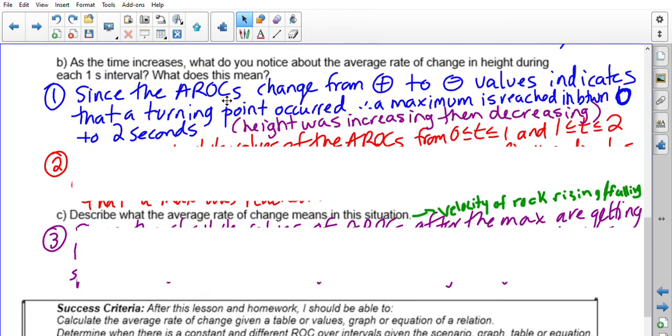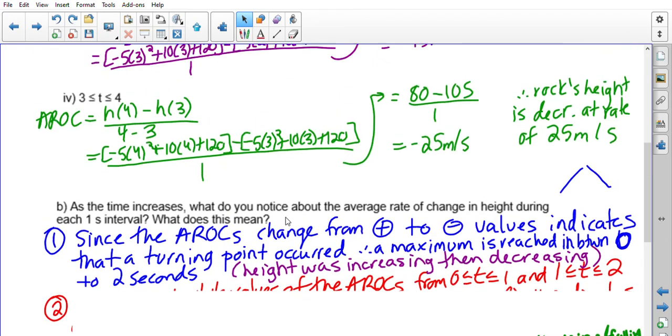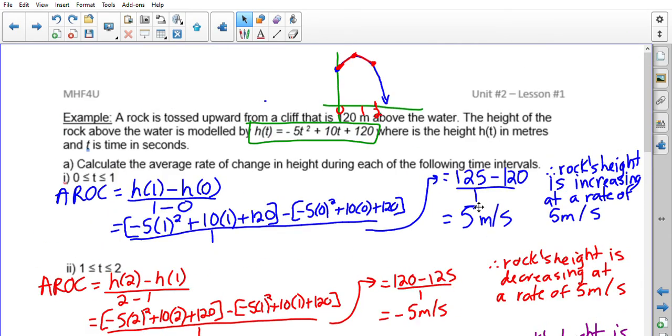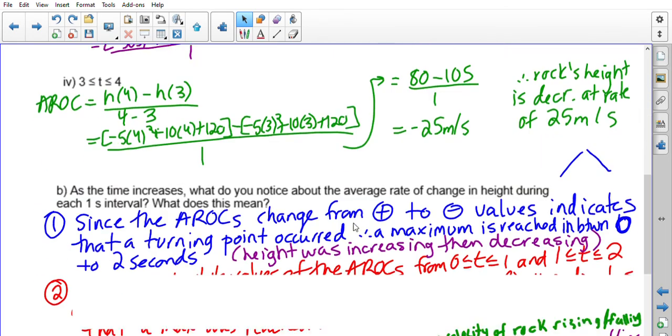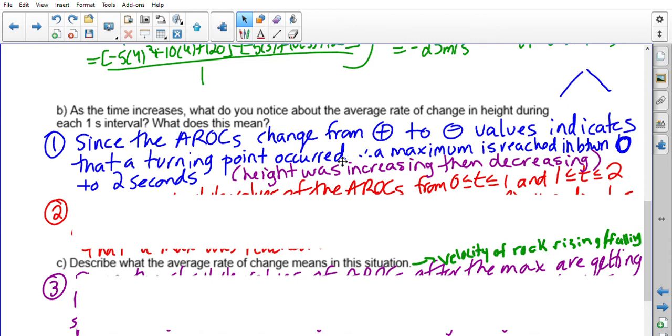Conclusion number 1. Since the AROCs change from positive to negative values, this indicates that a turning point occurred somewhere in between. Okay, so that means a maximum is reached in between 0 to 2 seconds. Okay, and that's because, look from here, from 0 to 1 it was positive, and then from 1 to 2 it was negative. So all we can conclude from that is that there was a turning point somewhere between 0 to 2 seconds, right? And that's because the height was increasing and then it was decreasing.